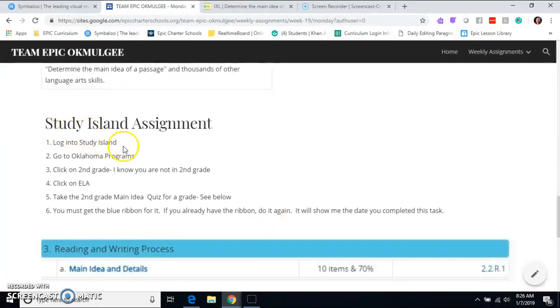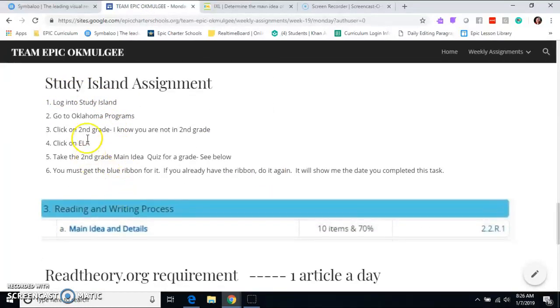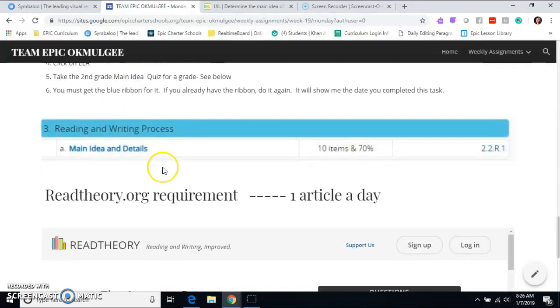Then it says Study Island assignment. So for Study Island, you're going to log into Study Island. You'll go to Oklahoma Programs. You'll click on 2nd grade. Again, I know you're not in 2nd grade. This is 3rd grade, but we're going to start at the beginning and we're going to work our way up. So you're going to take the 2nd grade quiz for main idea. And here's what it looks like. It is under reading and writing process. It's A, and you must get the blue ribbon for this for Monday.